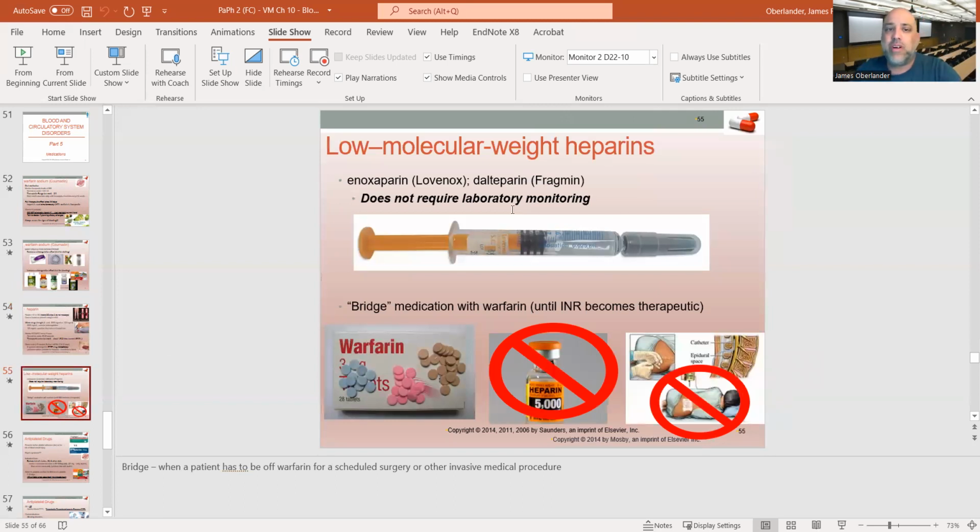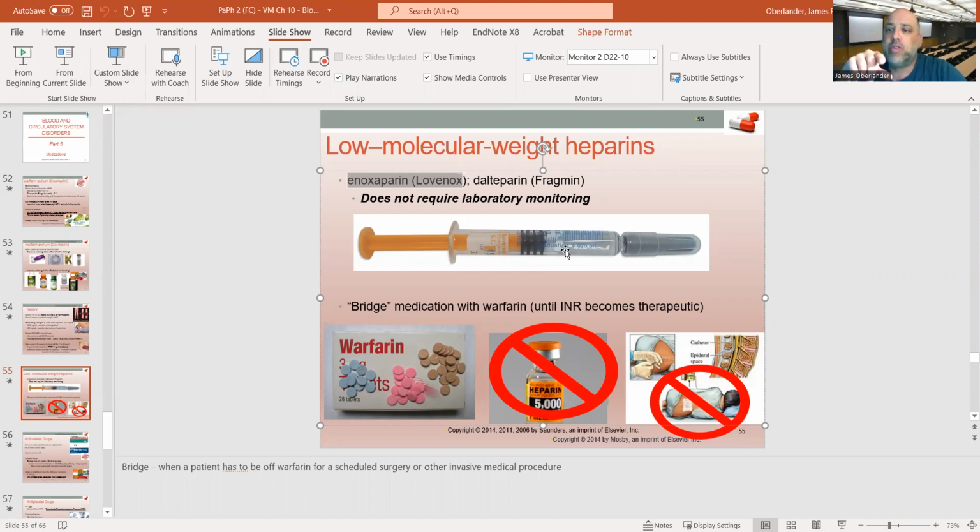Here's a couple other ones. These are low molecular weight heparin. So enoxaparin is a common drug that you'll probably see in practice. It looks like it's in a syringe like this. It's pre-filled. Now, what do we do with that? Anybody ever administered enoxaparin yet?